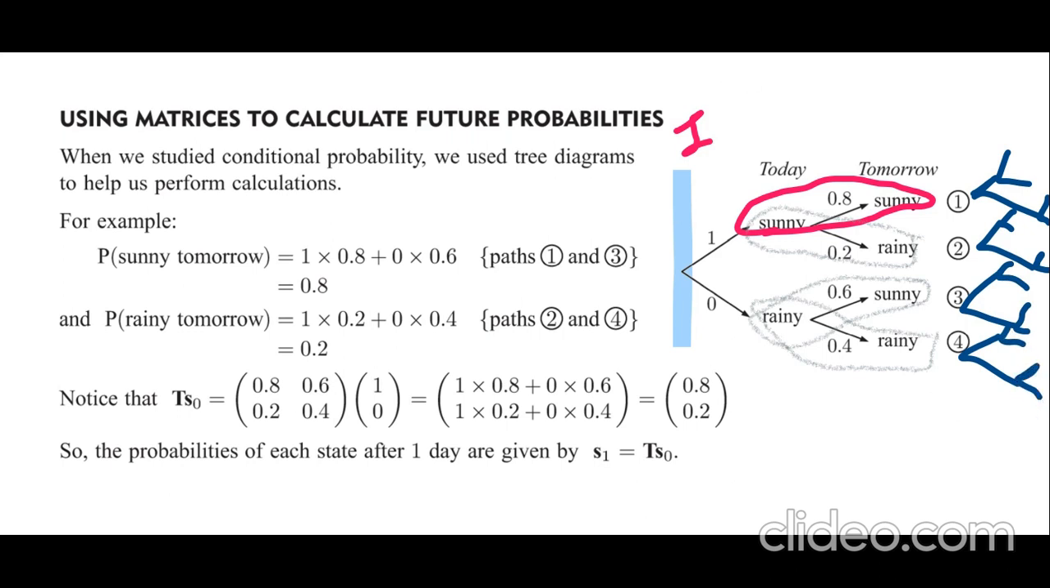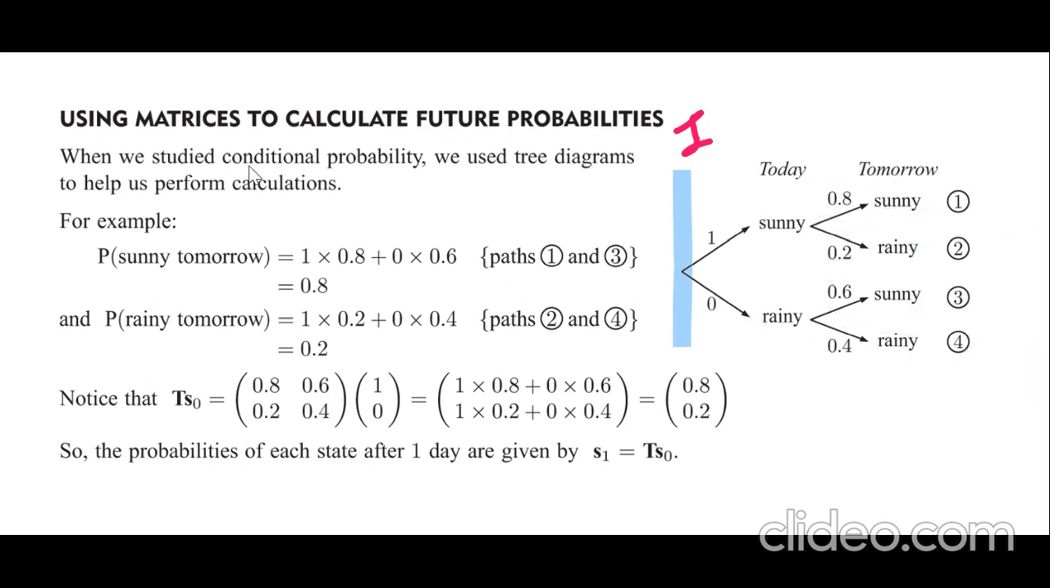I hope you guys understood why matrices are important. Now we'll use the conditional probability that we used in the tree diagrams to help the calculations take place. If I use the tree diagram to calculate the probability that it is sunny tomorrow, it can either be sunny today and then sunny tomorrow, or it can be rainy today and then sunny tomorrow.